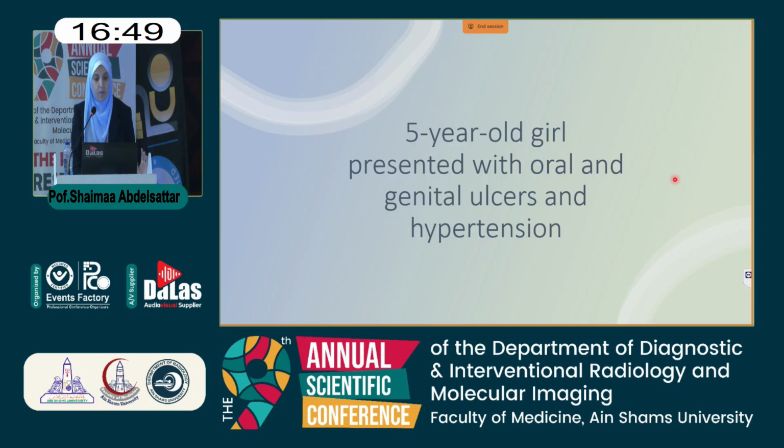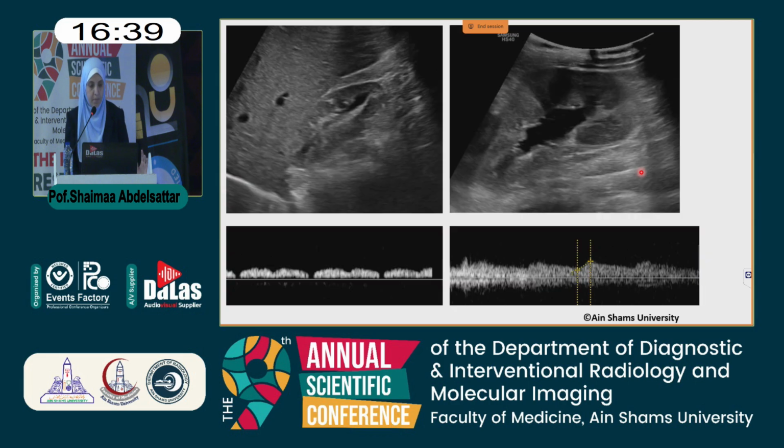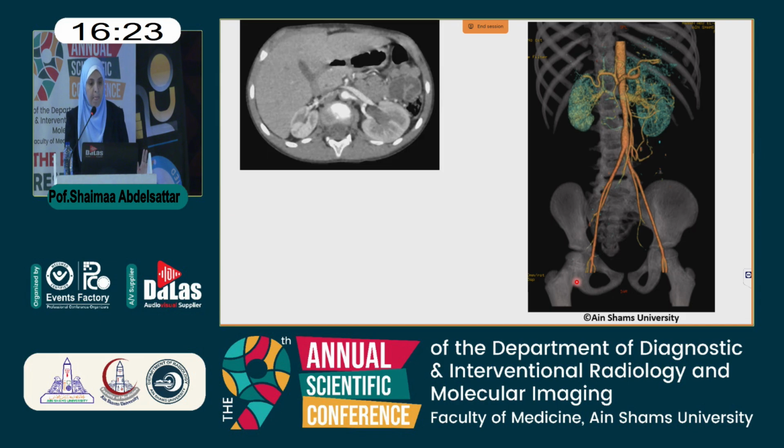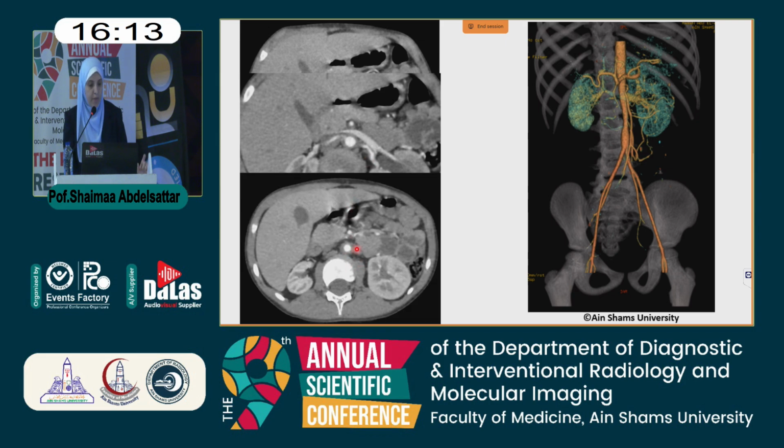Another case is a 5-year-old girl who presented with oral and genital ulcers and hypertension. Abdominal ultrasound again reveals irregularity of the wall of the aorta with thickening, as we can see. The right kidney is small in size with a damped waveform. The left kidney shows a tardus parvus pattern of its renal artery waveform, and this is diagnostic of renal artery stenosis. CT angiography shows narrowing and irregularity of the right renal artery, also the left renal artery.